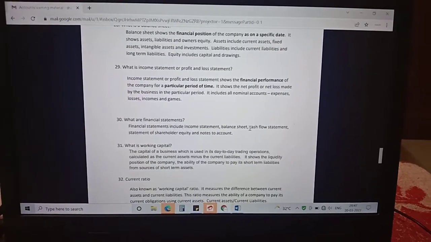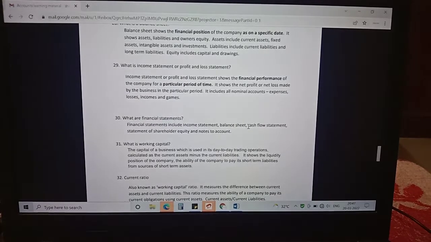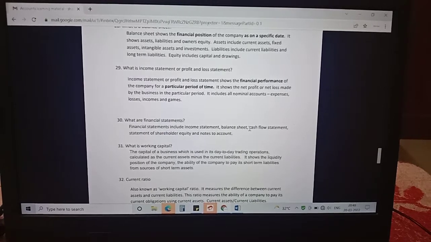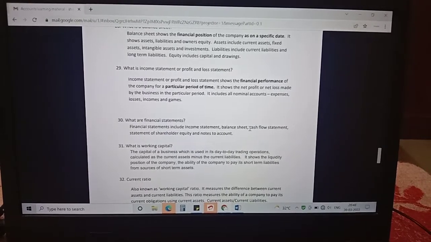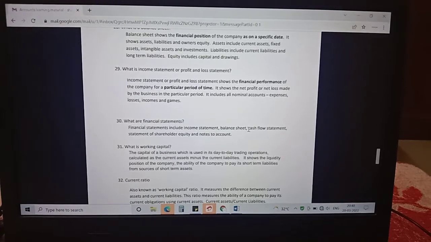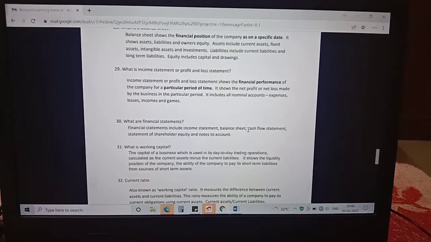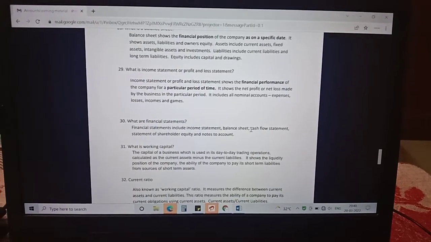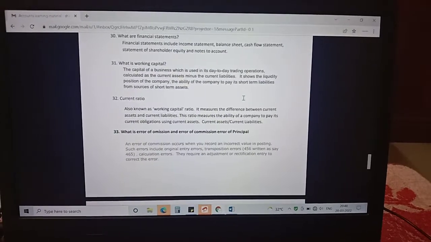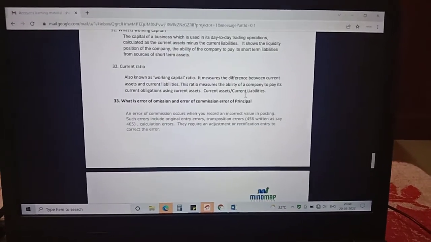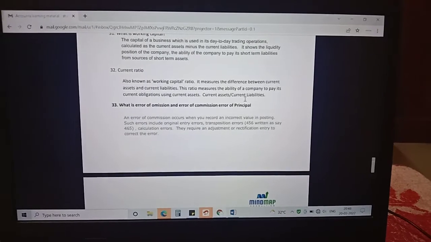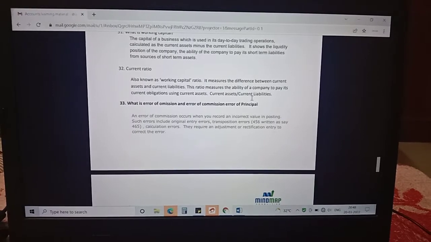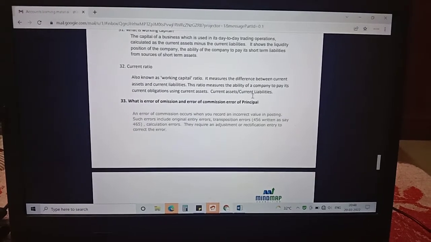What is working capital? The capital of a business which is used in its day to day trading operations, calculated as the current assets minus current liabilities. It shows the liquidity position of the company, the ability of the company to pay its short term liabilities from the source of short term assets. Then current ratio, also known as working capital ratio, it measures the difference between current assets and current liabilities. This ratio measures the ability of a company to pay its current obligations using current assets.